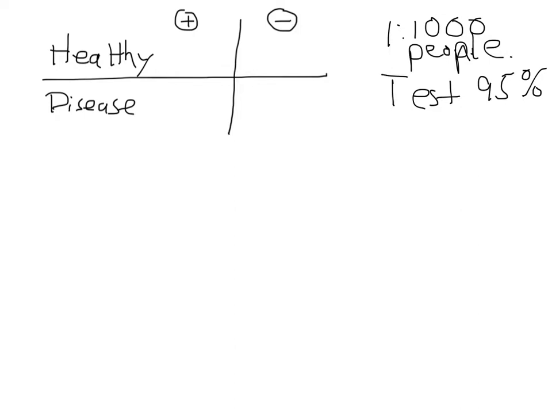If the test is 95% accurate, we would expect out of those 100,000 people that of the 100 diseased ones, 95 of them would test positive, so that is a true positive. But 5 of those people would test negative, right? So it's a false negative for the disease.